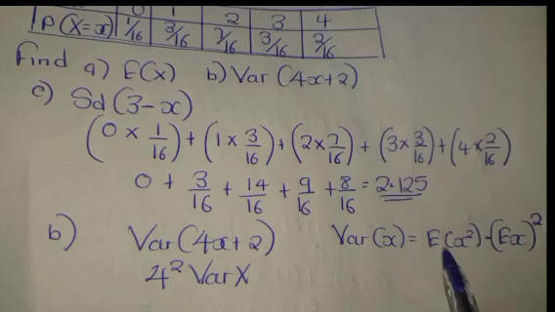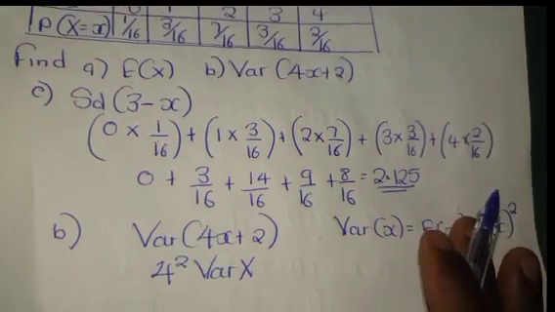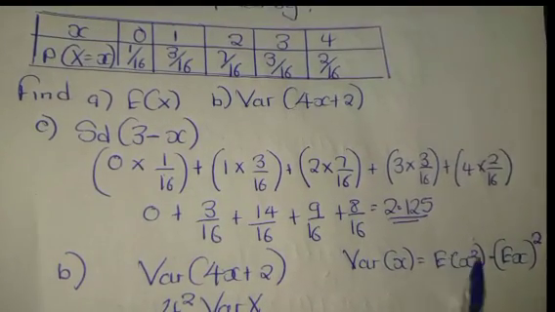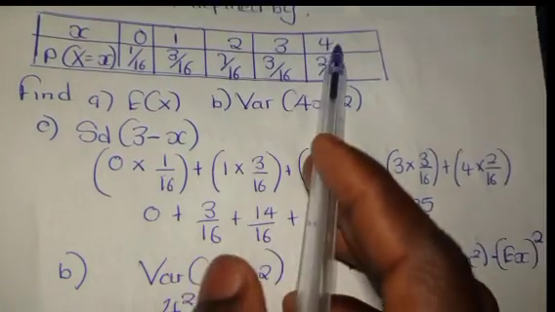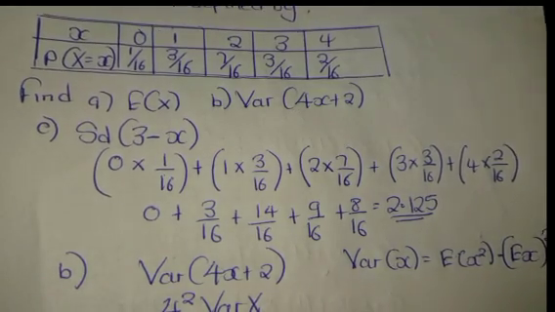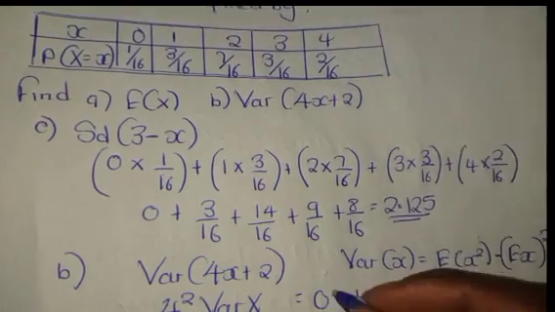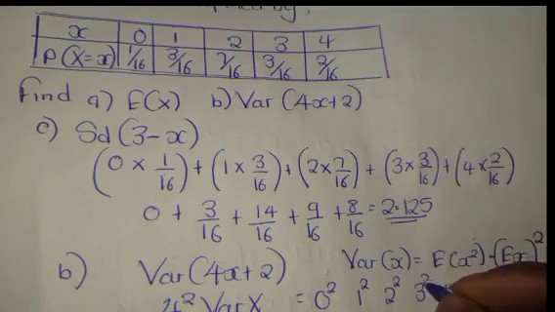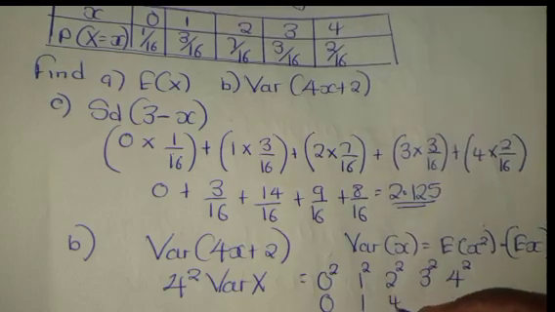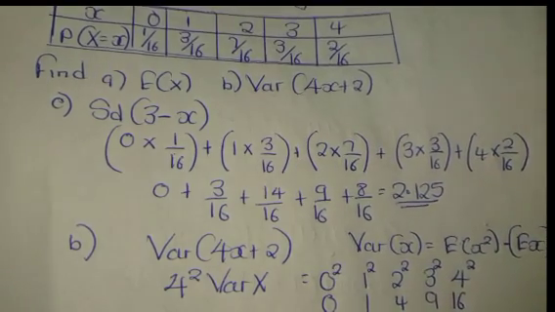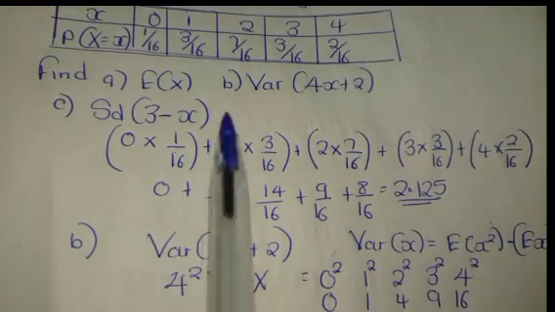Then do we have the expected value of x squared? No, we don't. So let us now calculate the expected value of x squared, where we need to square the numbers we have been given: 0, 1, 2, 3, 4. We square these, and our resulting outcomes will be 0, 1, 4, 9, and 16. Now we will use these to find the expected value of x squared.